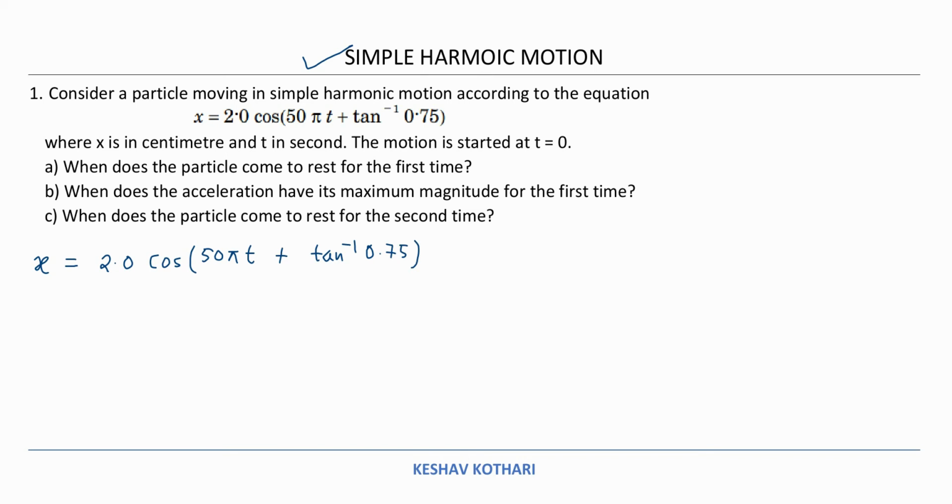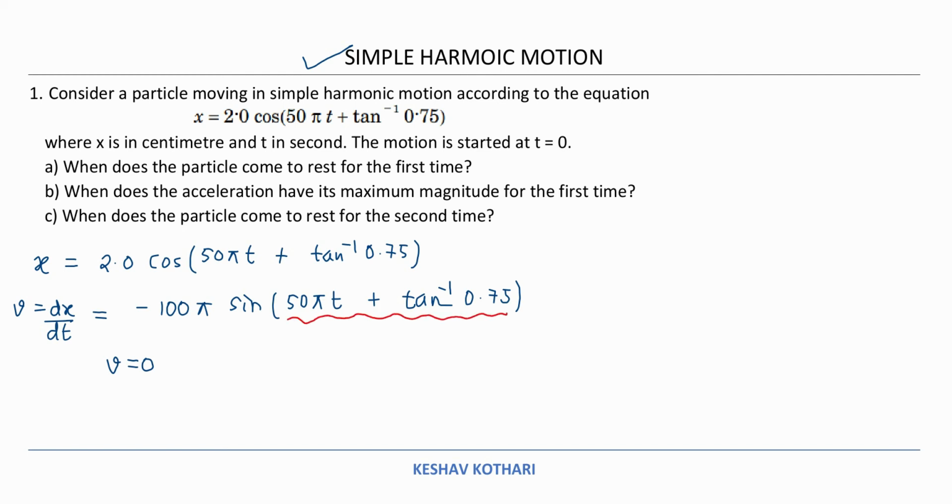So if I differentiate the expression to obtain the velocity equation, that is dx by dt, the omega will come out and the derivative of cos is minus sine. So the equation will take the form 100 pi sine of 50 pi t plus tan inverse of 0.75. Now the problem is asking when the particle comes to rest for the first time. So for rest we say that v is equated to 0.